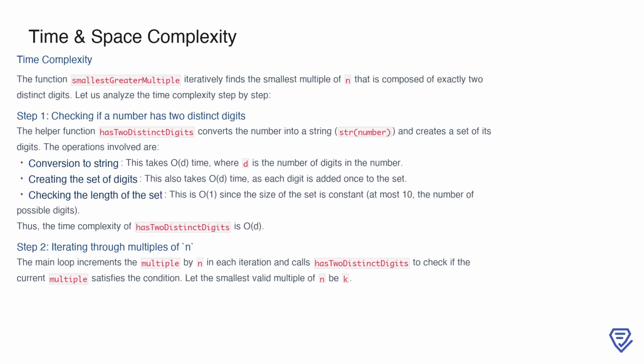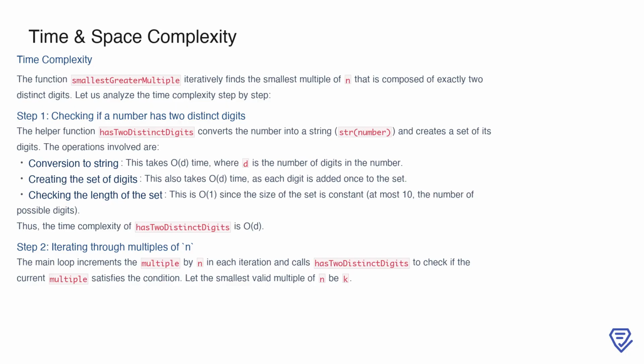To begin analyzing the time complexity, let's focus on the helper function, has two distinct digits. This function determines if a number is composed of exactly 2 distinct digits. The process involves 3 main operations: converting the number to a string, creating a set of its digits, and checking the size of that set.